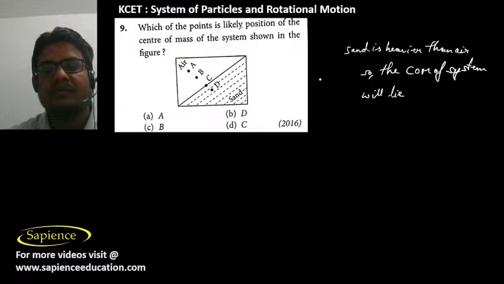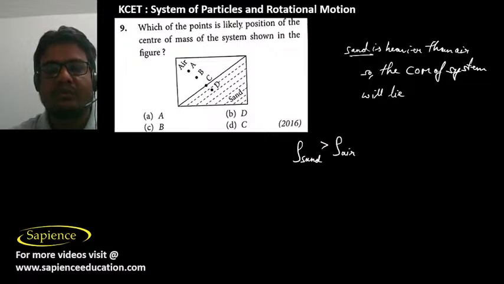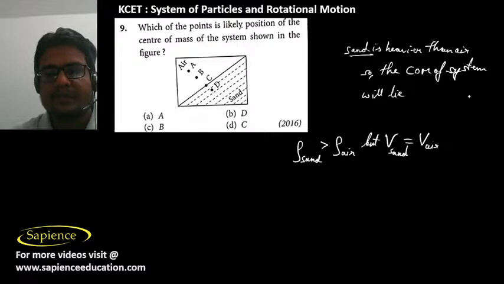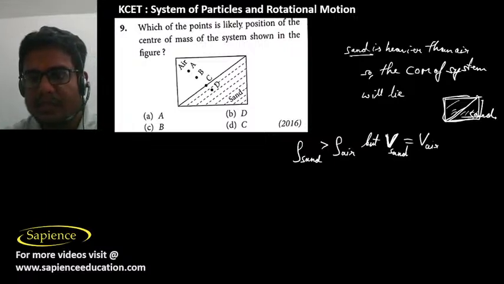Here you can see that the density of sand is more than the density of air. But here the volume of the sand is the same as the volume of the air present in this region. Since we know that the area of this triangle will be the same as the area of this triangle, their area is the same. It means that the volume of the region occupied by sand is the same as the volume of the region occupied by air.